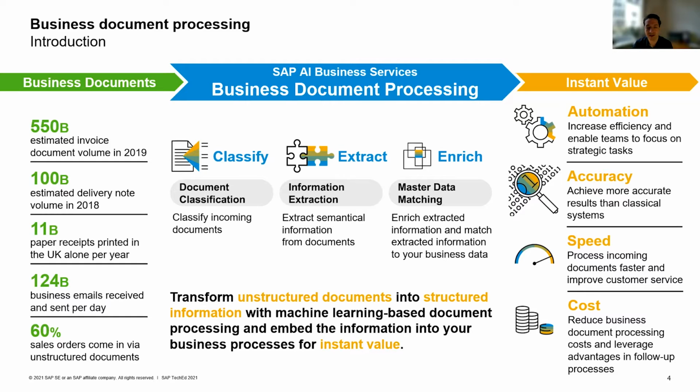Value can be seen in increased automation rate, meaning less human involvement in the process and higher efficiency of the business process. Higher accuracy by leveraging latest machine learning algorithms that are provided out of the box by SAP. Increased processing speed and operational efficiency. And finally, with all that, the companies can achieve significant cost reductions by, for example, reducing human labor in the related business processes.